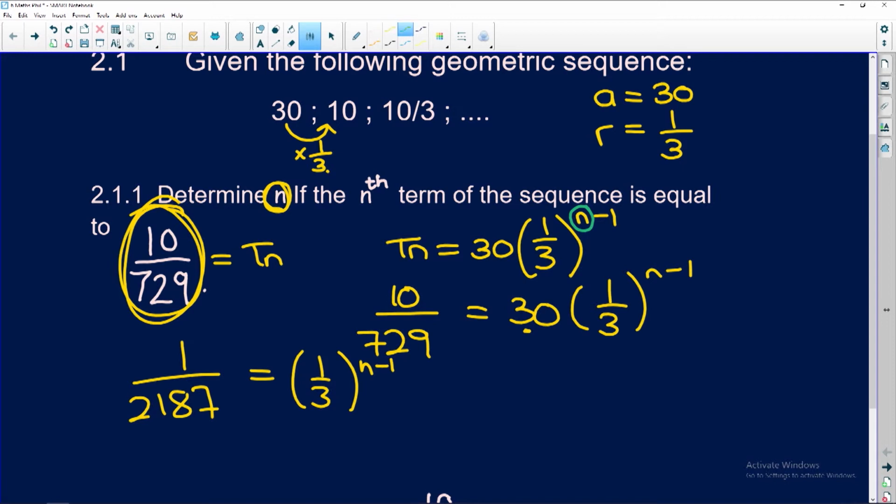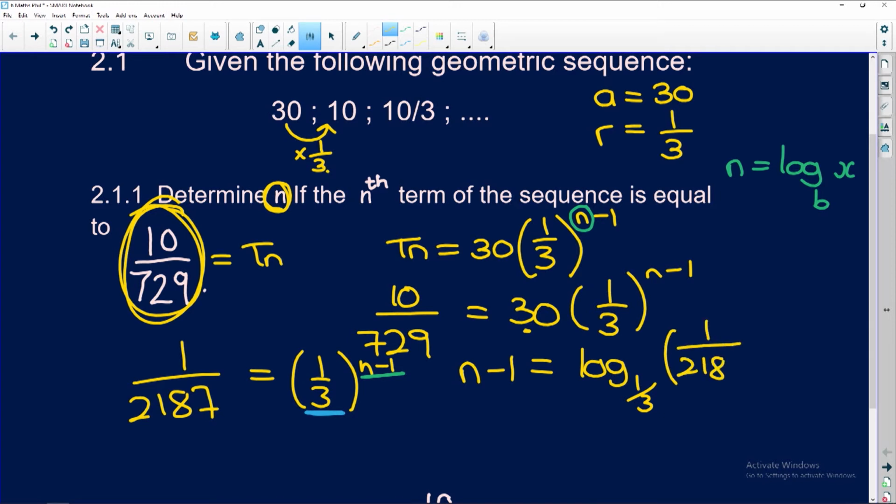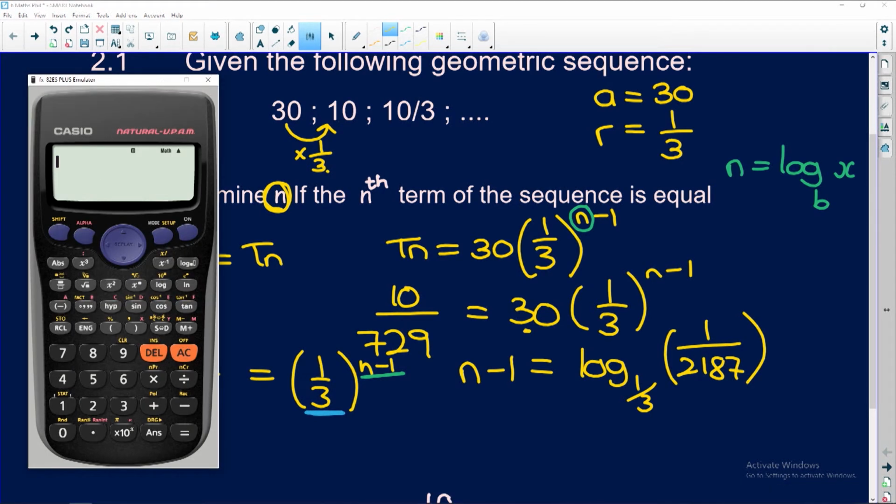Okay, so guys, here's where your logs come in. If I have an exponent, I can rewrite saying the exponent is equal to log of the base to whatever x I have been given, okay? So in this instance, 1/3 is the base that I'm dealing with. So the exponent, n minus 1, is equal to log base 1/3, and the x that I've been given is 1 over 2,187 in the denominator. So if I put that into my calculator, log button, the base is 1/3, okay?